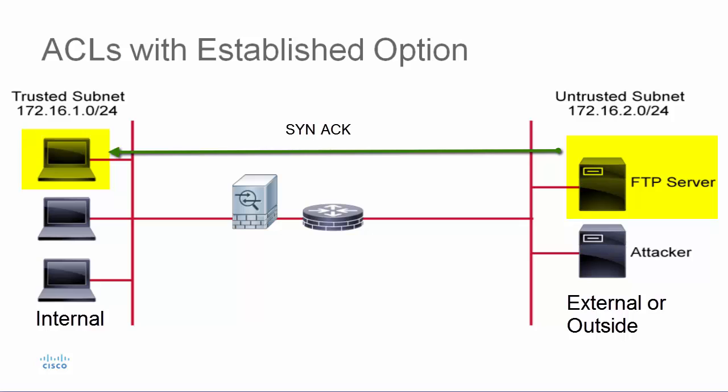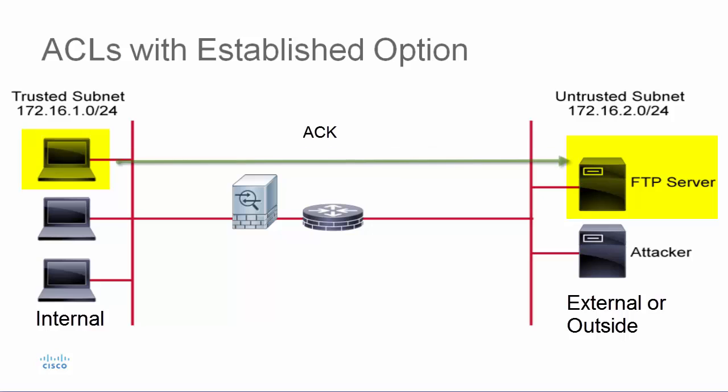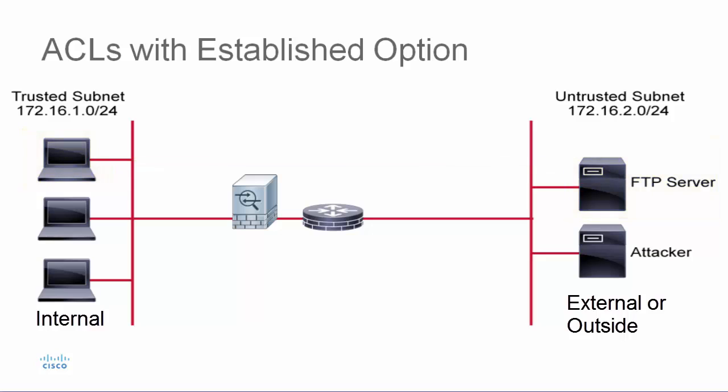The FTP server then responds with a packet that has both the SYN bit and the ACK bit set. The server will present its initial sequence number and acknowledge the client's initial sequence number. The client then completes the TCP three-way handshake with an ACK, acknowledging the server's initial sequence number. In this case, the packets from the server that are associated with this connection have the ACK bit set and will be allowed by the established configuration in the ACL.